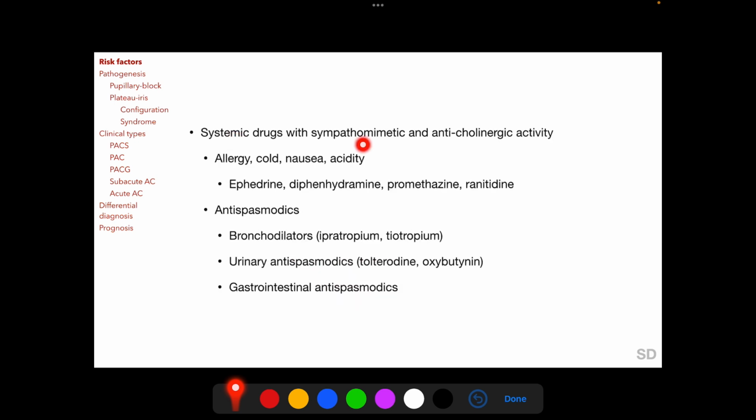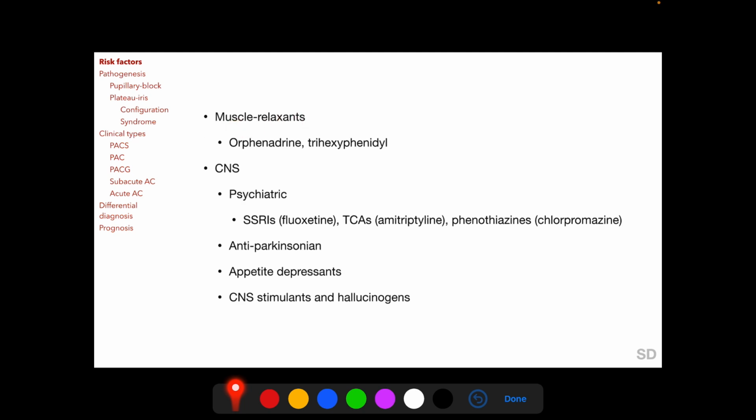Systemic drugs with either sympathomimetic or anticholinergic activity can cause pupillary dilatation and precipitate an attack of acute angle closure. These include medications for allergy, cold, nausea, acidity, antispasmodics including bronchodilators, urinary antispasmodics and gastrointestinal antispasmodics, muscle relaxants, and CNS drugs including psychiatric medications such as selective serotonin reuptake inhibitors, tricyclic antidepressants and phenothiazines, antiparkinsonian drugs, appetite depressants, and CNS stimulants and hallucinogens.